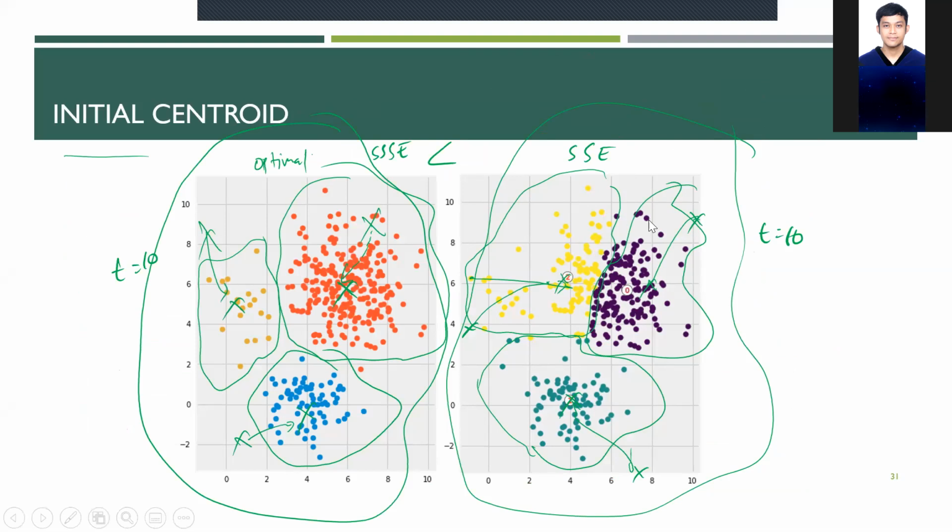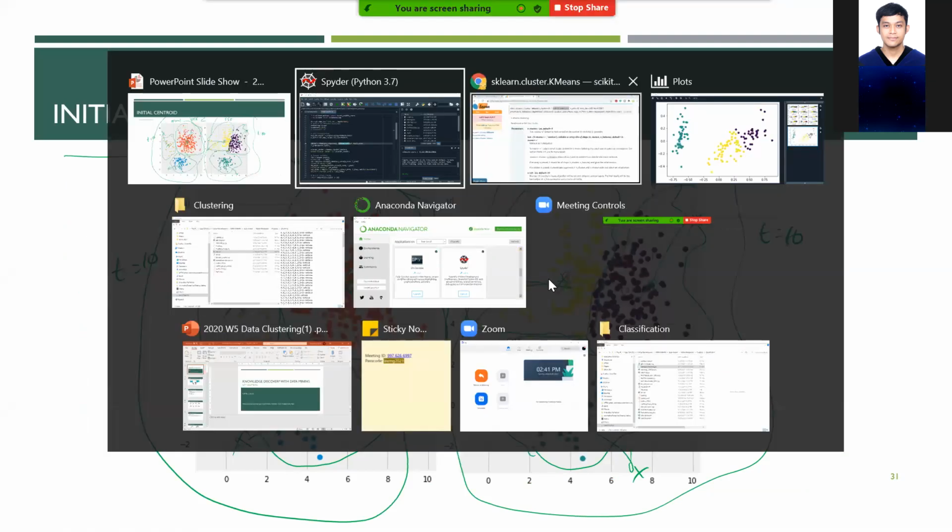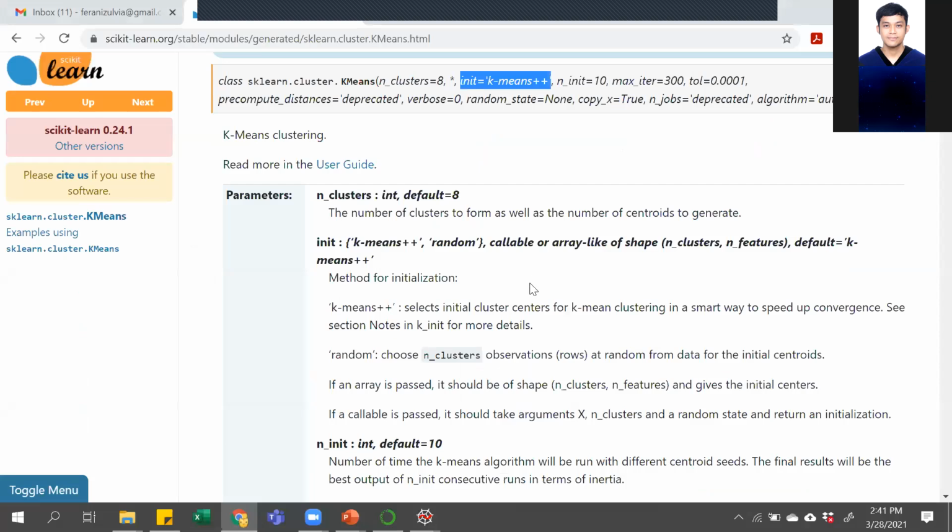But here they have provided us with some strategies for the initial centroid. For example, they have k-means++. K-means++ means that it selects the initial centroids for k-means clustering in a smart way to speed up convergence. So this Python package has different ways to find the initial centroids.